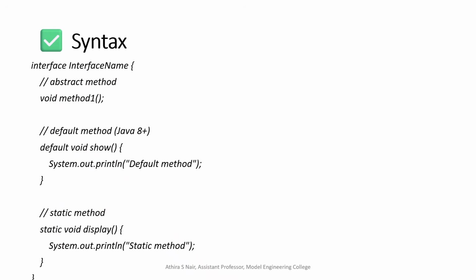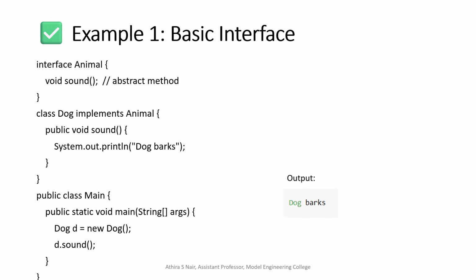So the general syntax is: we write the keyword interface, then the interface name, and now we can write the abstract method, then the default method, and the default method has a body, like printing default method. We can also write static methods, like static void display, static method, like that.